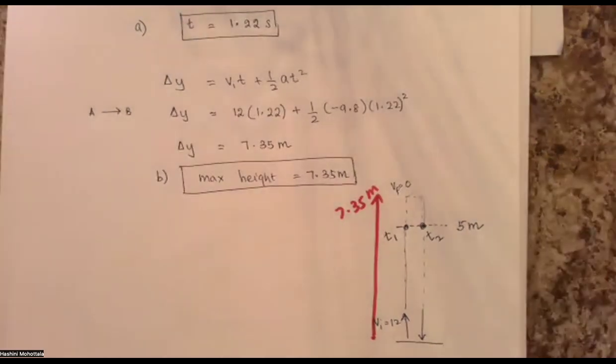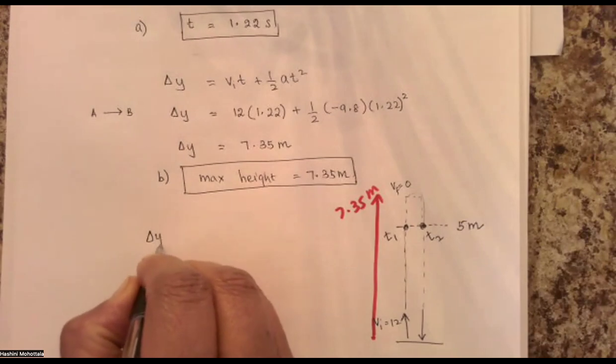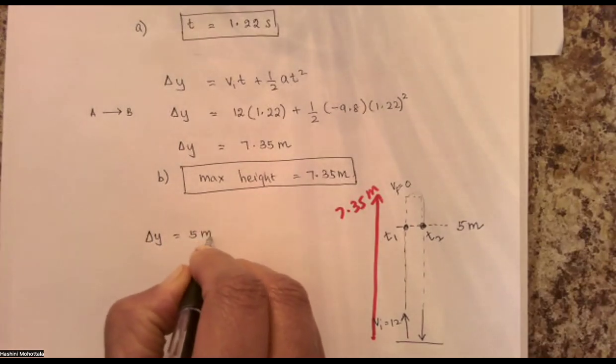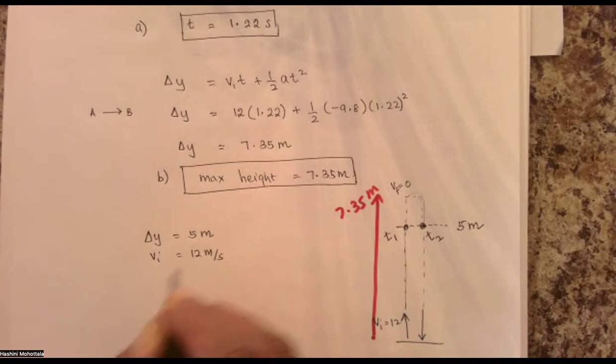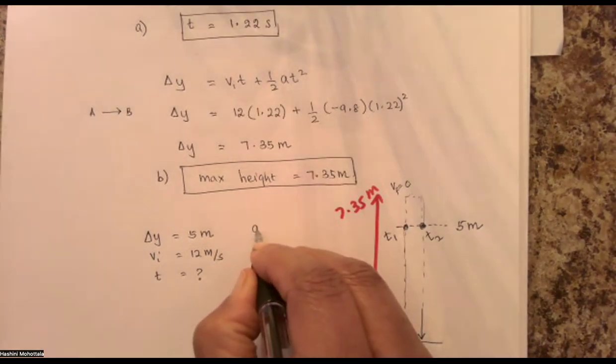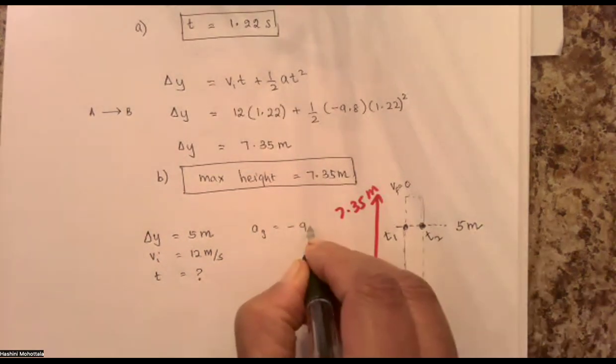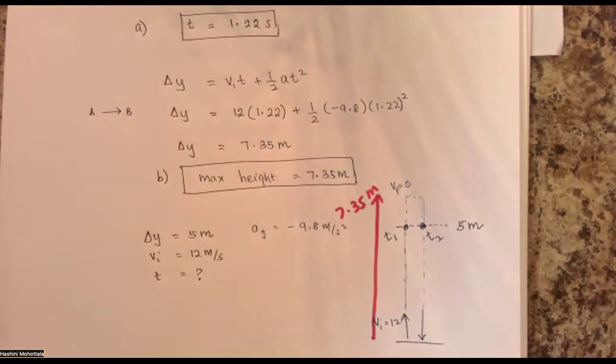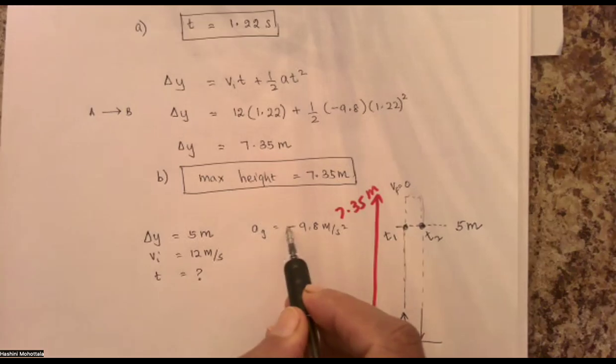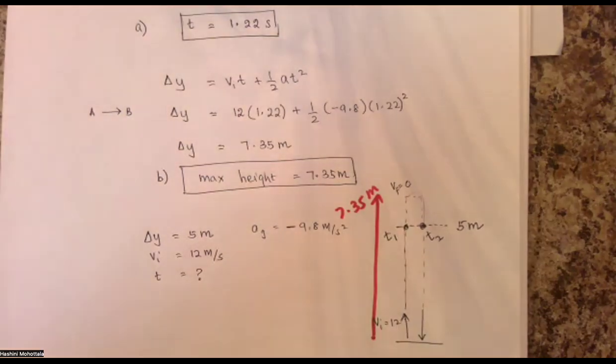Now with the information that we have, delta y equals 5 meters, v initial 12 meters per second, time you don't know, and acceleration didn't change, negative 9.8 meters per second squared. It is slowing down when an object is tossed. It slows down, reaches zero and comes down, right? So this perfectly explains the negative sign there.